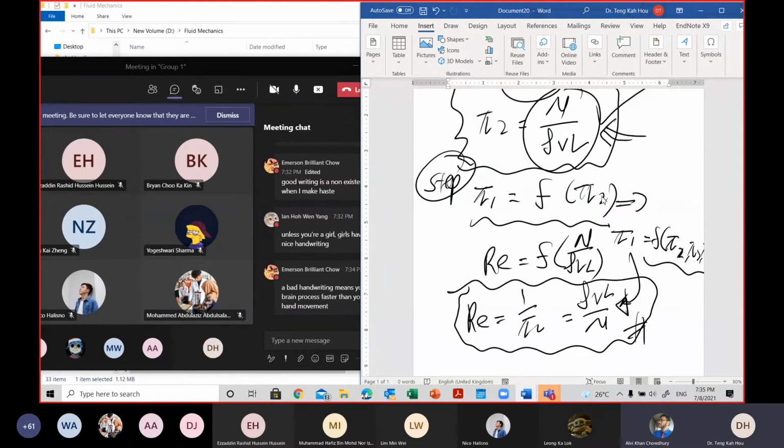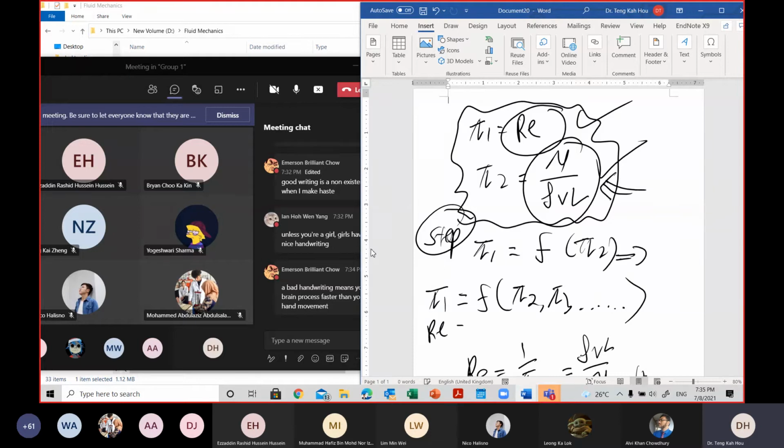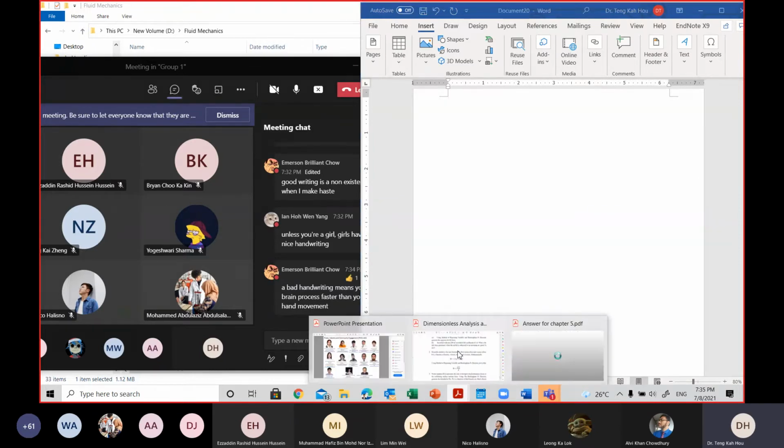If the question didn't ask you to prove for any of the final formats, you can always write pi1 as a function of pi2, pi3, and so on, depending on how many pi you have. Then you just write Re equal to the function of mu over rho VL, and put your pi3 or pi4 value into that. Then you close the case. That's your answer.